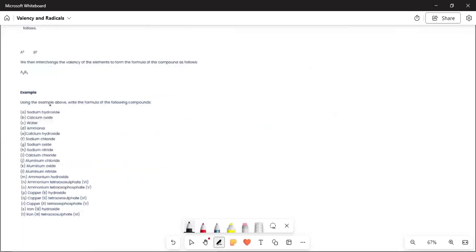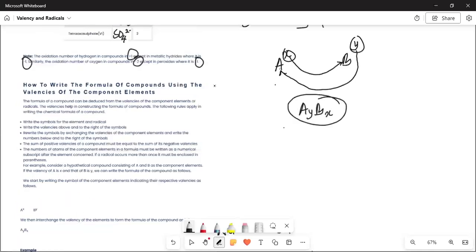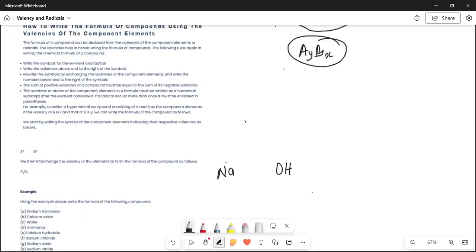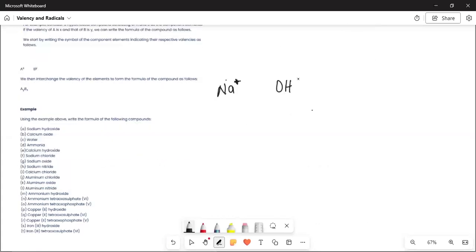Using the example above, write the formula of the following compounds. Sodium hydroxide. Like we said, first of all, we need to know the component element and radical. Sodium hydroxide has sodium as one of the component elements. Then hydroxide is the radical. Of course, they give us a table here of which hydroxide is one of the radicals. Look at it here. The formula is OH minus, I mean, the valency is 1. The valency of sodium is +1. The valency of hydroxide is -1.